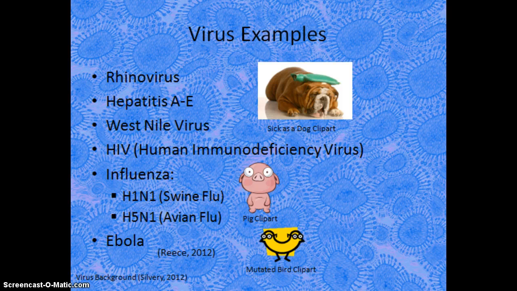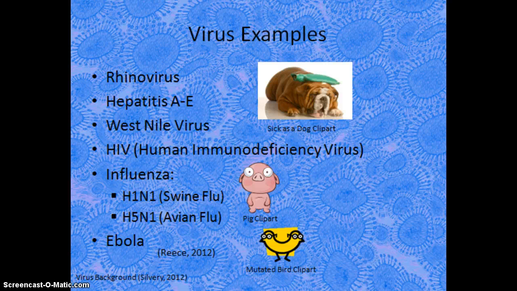Another virus is HIV, or the human immunodeficiency virus, which causes AIDS. And two examples of people who have or had HIV are Freddie Mercury, the former lead singer of the band Queen, as well as Earvin Magic Johnson, a well-known basketball player of the LA Lakers.